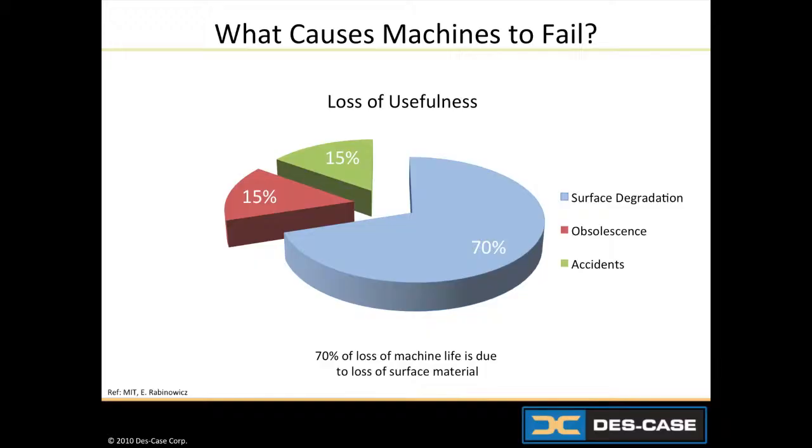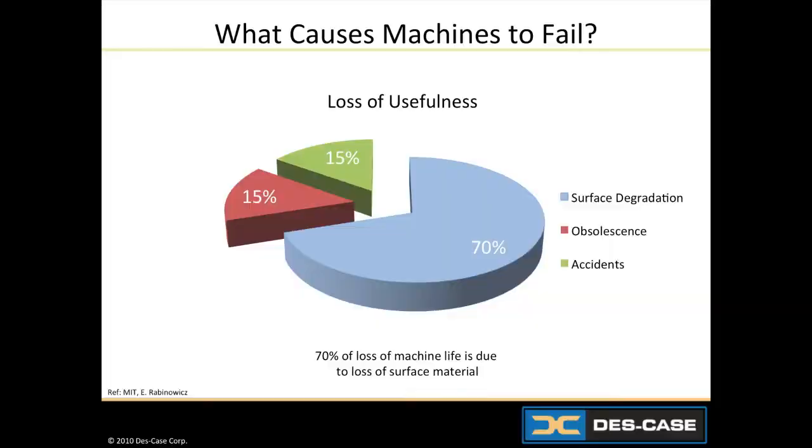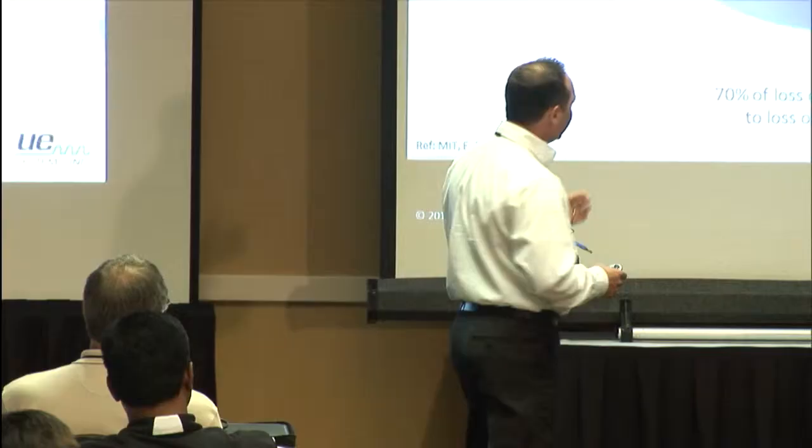So Professor Rabinowicz spent 43 years at MIT investigating the loss of machine usefulness. And one of his conclusions was that about 70% of the loss of machine life is due to the loss of surface material. About 15% was obsolescence. Another 15% could be attributed to accidents. But it's that surface degradation that played the biggest role in the loss of machine life.